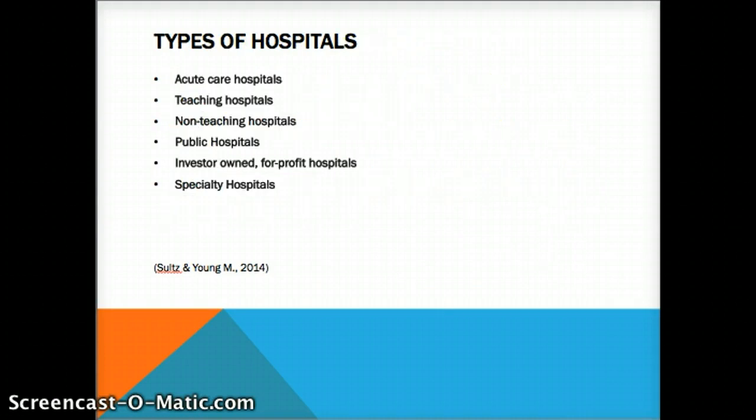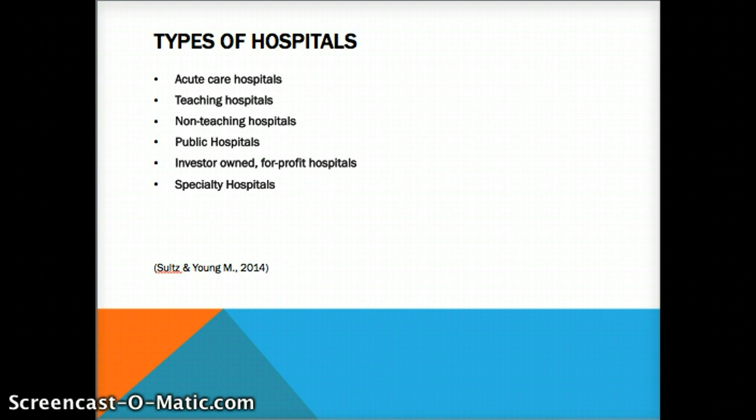Types of hospitals. There are acute care hospitals, in which the average length of stay for patients is less than 30 days. There are teaching hospitals, which are affiliated with medical schools and provide clinical education for medical students. Most teaching hospitals are voluntary, not-for-profit institutions. A more recent survey conducted by the AHA concluded there were 2,903 voluntary not-for-profit hospitals. There are non-teaching hospitals. There are public hospitals, which have services that include trauma centers, psychiatric emergency services, alcohol detoxification services, other substance abuse treatment, and burn treatment.